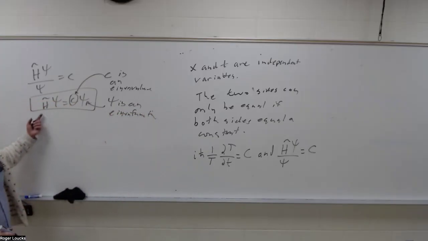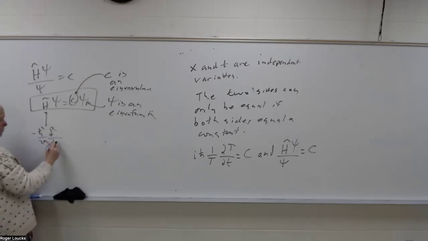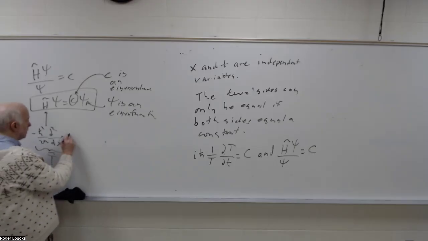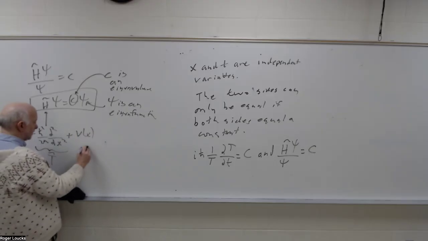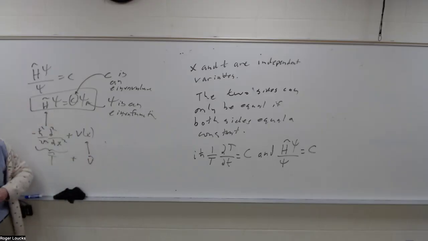Now, what would that be? What is my H? Remember this H here. This is really my kinetic energy operator. I call that T hat. And here's my V of x. This is my potential energy operator here. Okay, what is this going to be? What is that C going to be? It's going to be the energy.